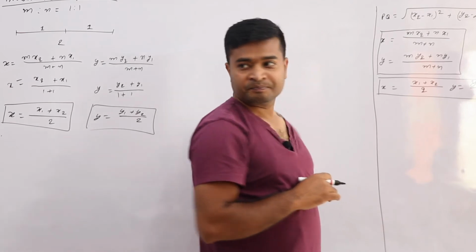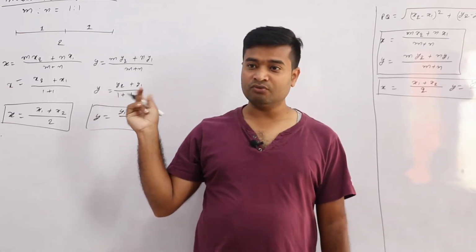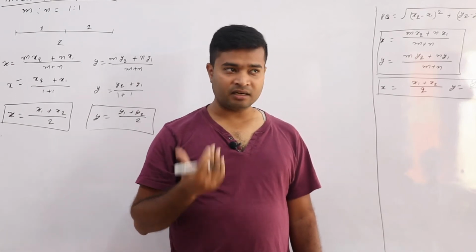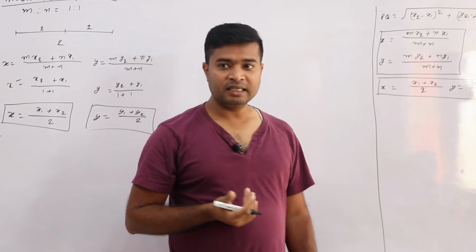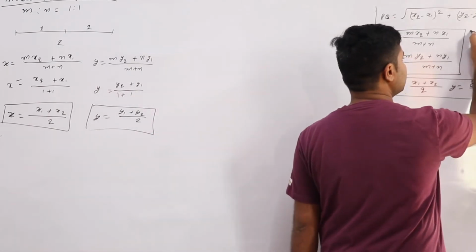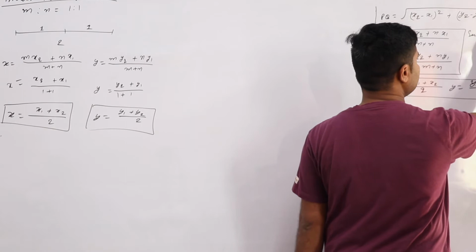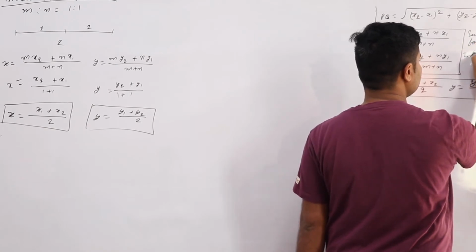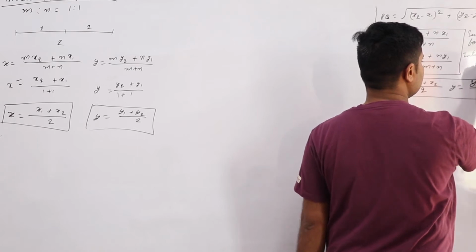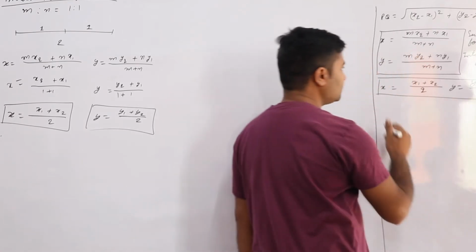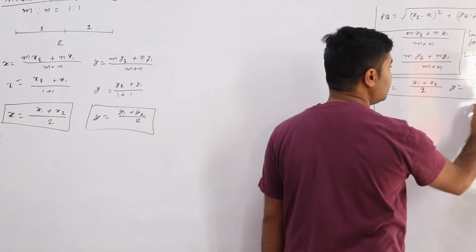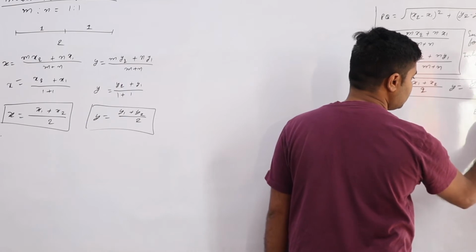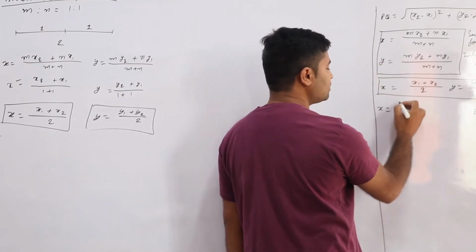Correct? Actually this formula is for the internal division. If you get external division, this is the section formula for internal division, and now I am writing the section formula for external division. So same thing, just minus will come.